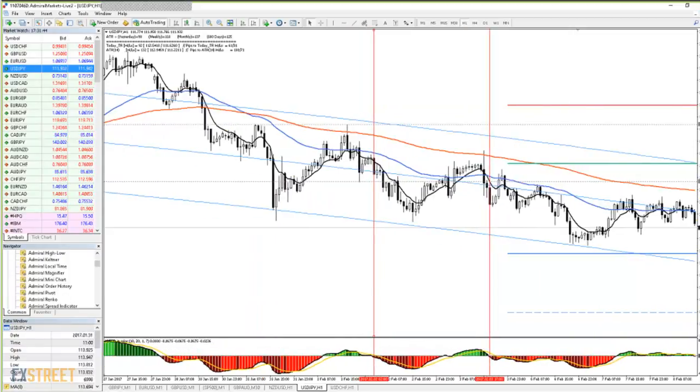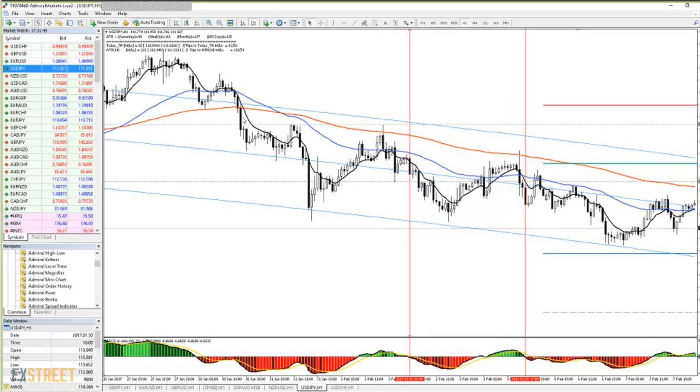For example, let's use this example. Okay, this one. I would go short here. Let's say this was extreme, just for showcase. This was extreme. So when this black moving average crossed the extreme, I would go short. So this would be my short entry here.